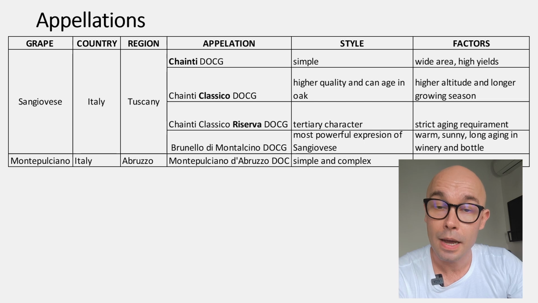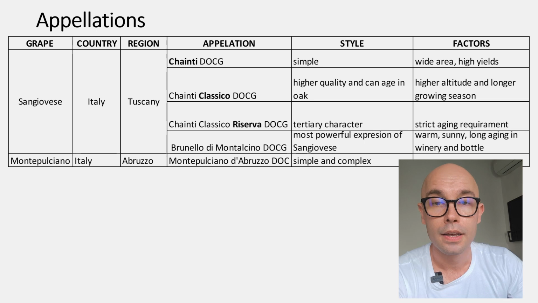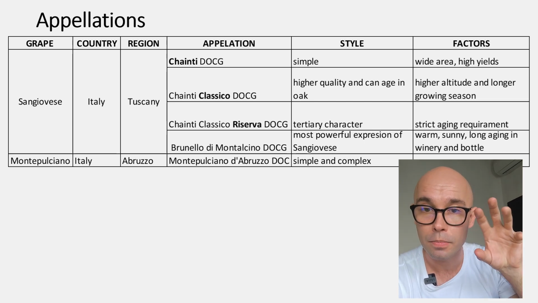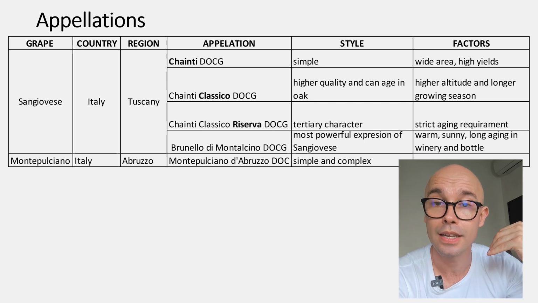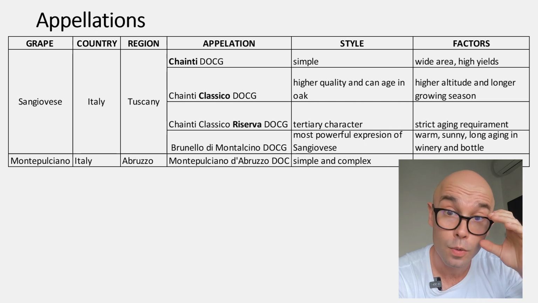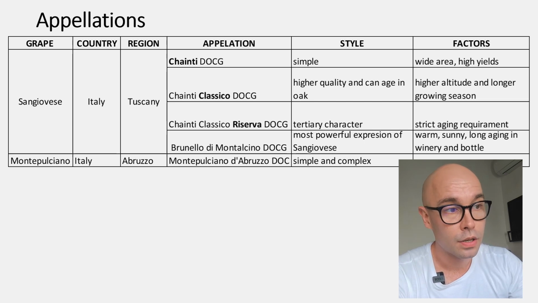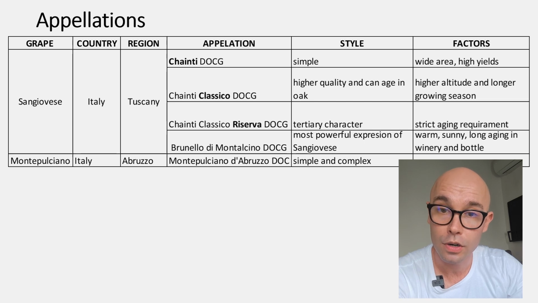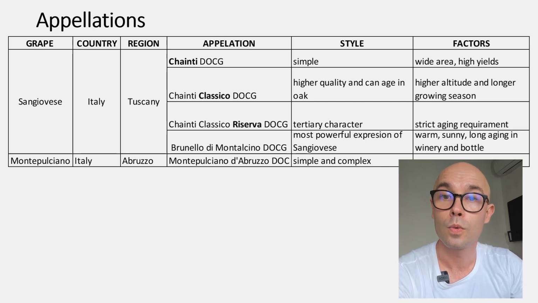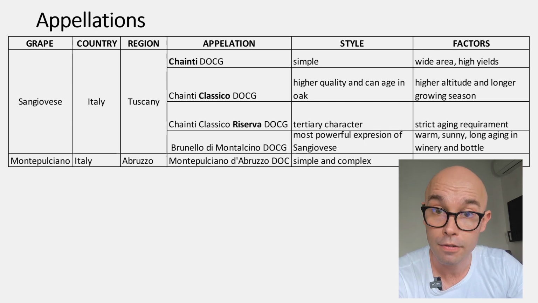Chianti produces simple wines that can come from a very wide area and high yields. Chianti Classico is the central part of Tuscany, where the term Classico indicates the original area, the hilly area from where you can expect higher quality wines. Here you can expect higher altitude. With the higher altitude, it slows down the ripening process of the grapes, giving a longer growing season, which can help grapes develop more structure, flavor, intensity.